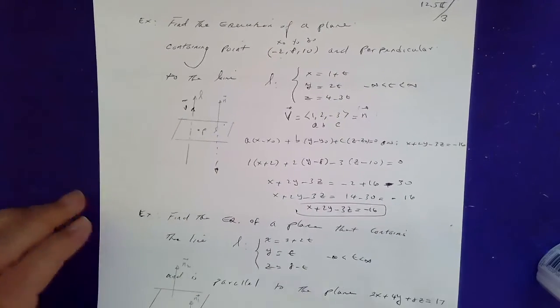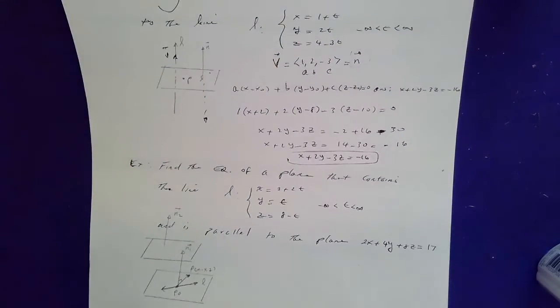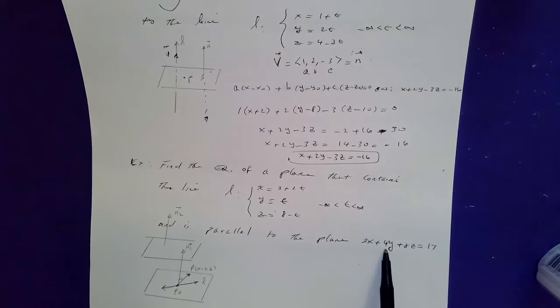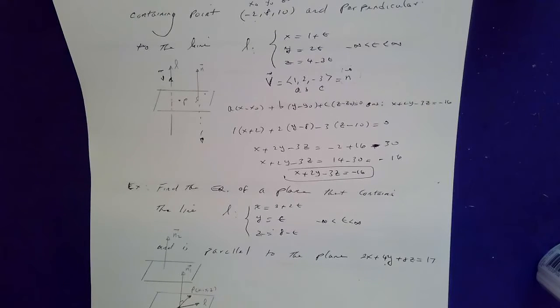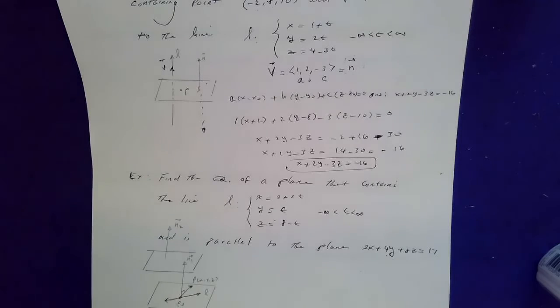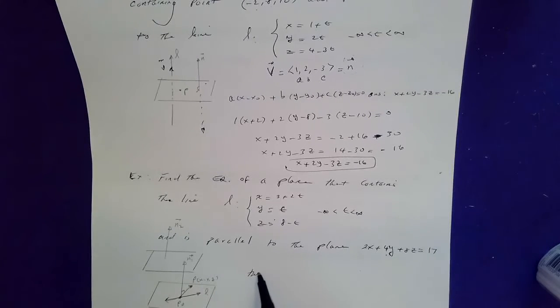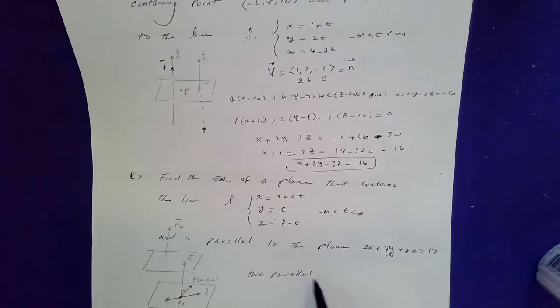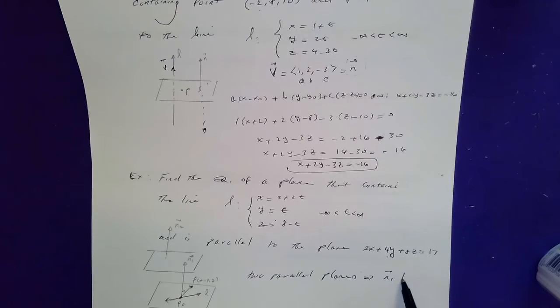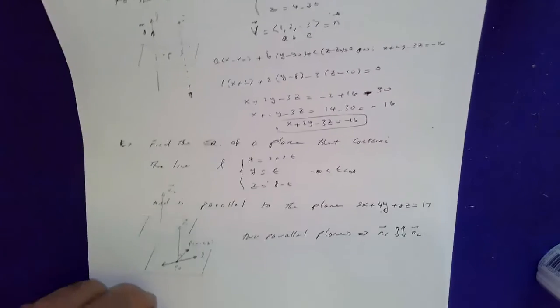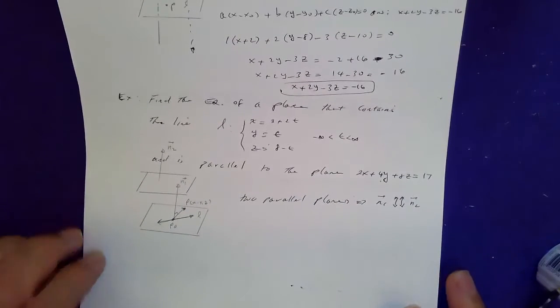The next example is find the equation of a plane that contains the line, this guy, and it's parallel to a different plane. So what's happening is the following. These two planes are parallel. When do we say two planes are parallel to each other? So two parallel planes, that implies N1 is parallel to N2. That means their normals have to be parallel to each other, correct?